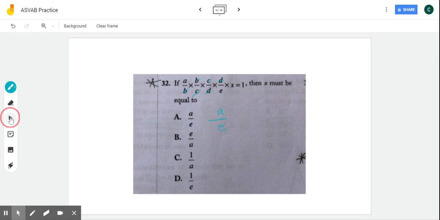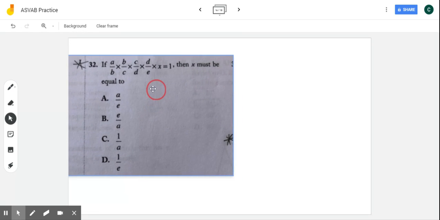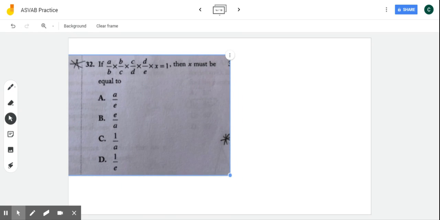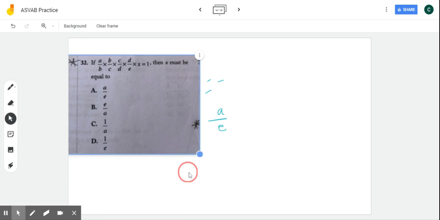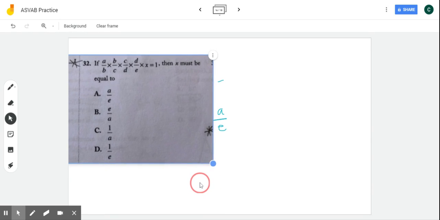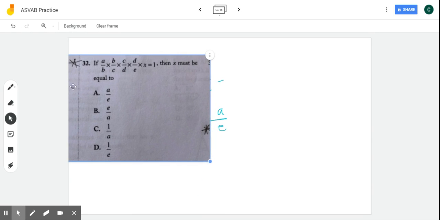Actually, let's move things so we can see that a little better. There we go. All right, my little cancellation marks disappeared there. But we're left with a over e times x is equal to 1. So I'm just going to clean things up. Times x is equal to 1.